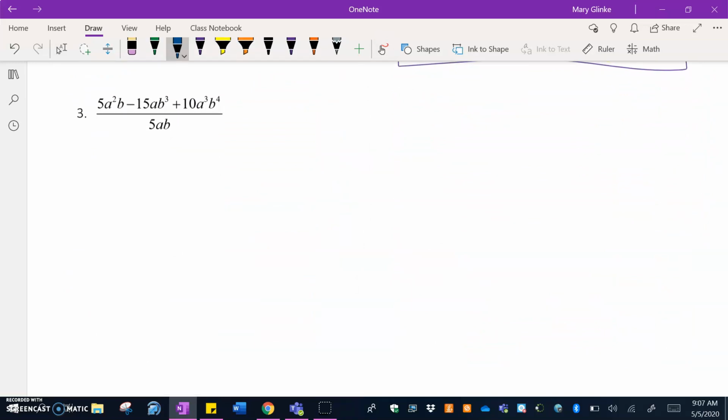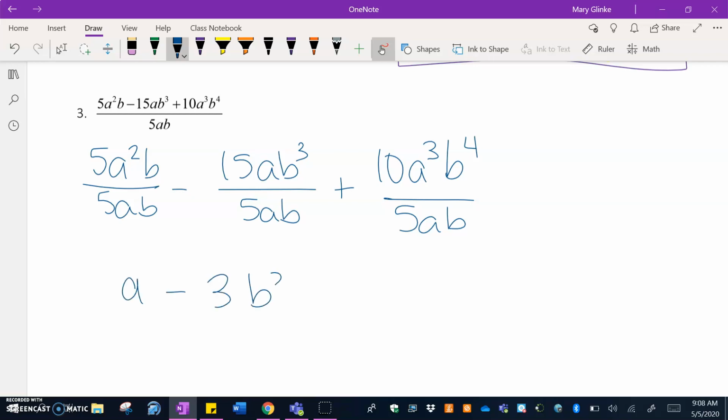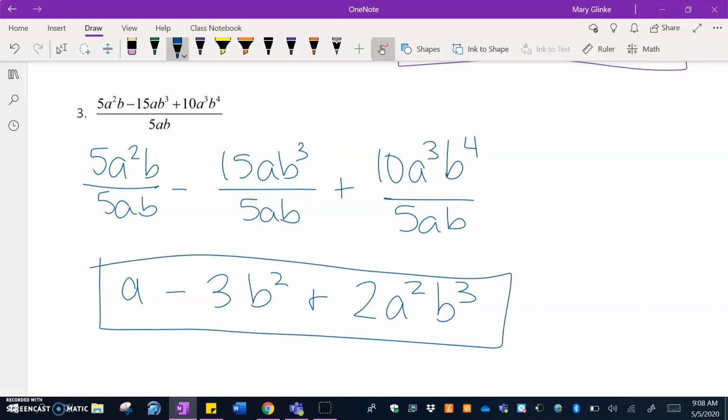For number 3, we're going to go ahead and, like I said, divide each of those by 5ab. So 5a squared b divided by 5ab minus 15ab to the third divided by 5ab and 10a cubed b to the fourth divided by 5ab. So we're going to divide each of these. This first fraction here, there's only an a left over. The next one is a 3b squared. And the last one is going to be 2a squared b to the third when we divide each part. So this here would be our final answer.